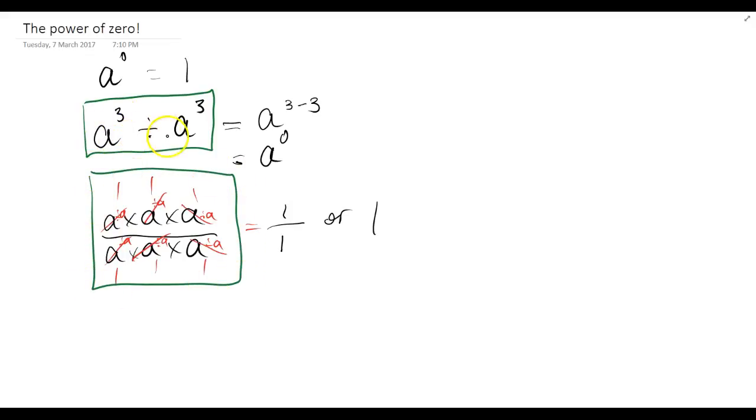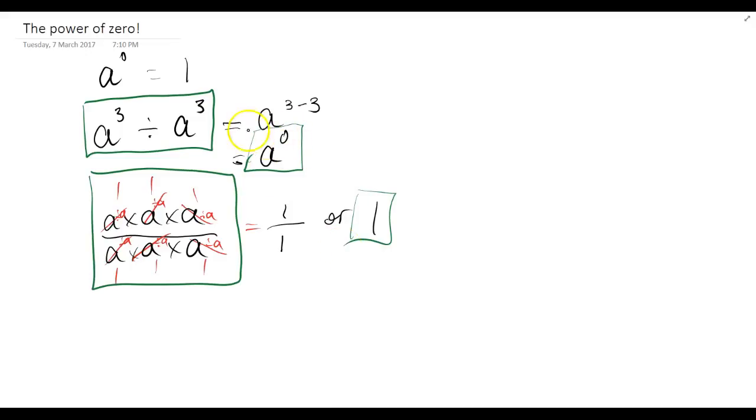a cubed divided by a cubed can also look like this. It means the same thing. So I can put this equal to this. Well, in the same token, that means I can put the answers equal to each other. So that means that a to the power of 0 must equal 1.